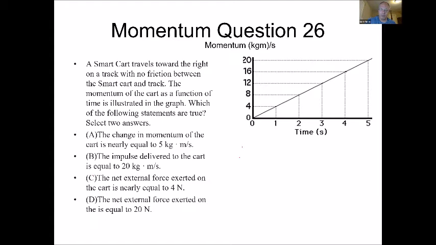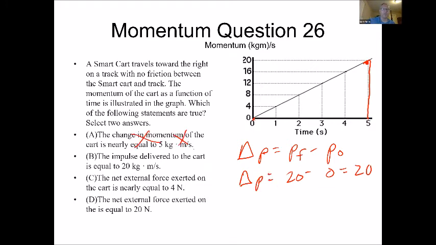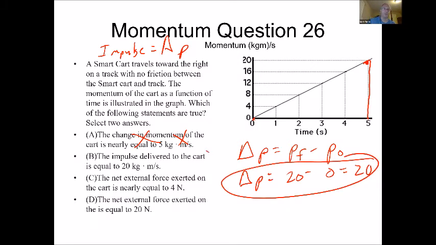The first one says the change in momentum of the cart is nearly equal to 5 kilogram meters per second. Well, we know that to find a change in anything, it's the final minus the initial. Our final momentum here at 5 seconds is about 20, and our initial momentum over here is 0. So we end up with a change in momentum of about 20. So that can't be right. The impulse delivered to the cart is equal to 20 kilogram meters per second. Well, remember that impulse is equal to change in momentum. We just got through saying our change in momentum is 20. That means our impulse is 20. So that's got to be right.